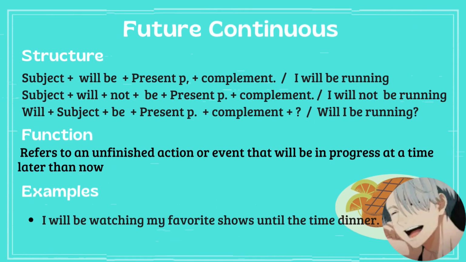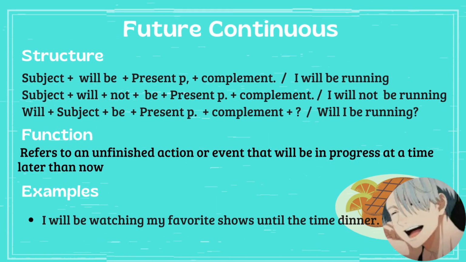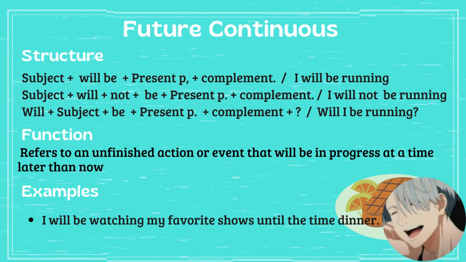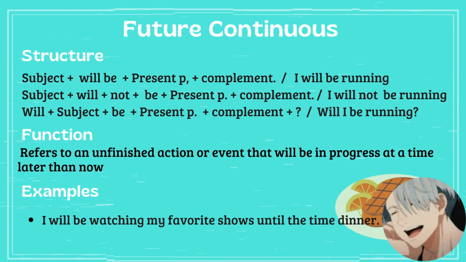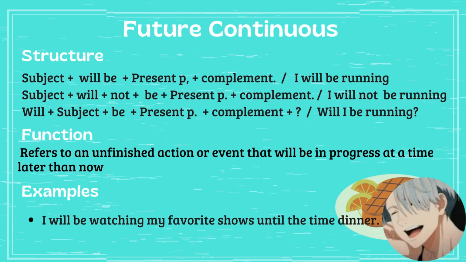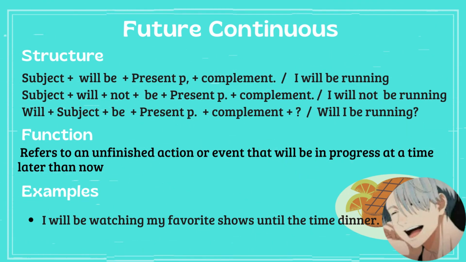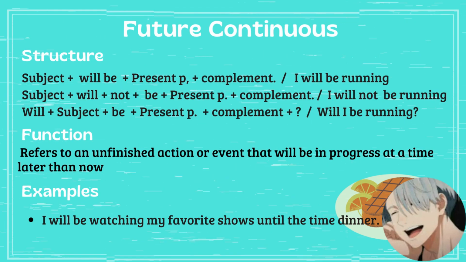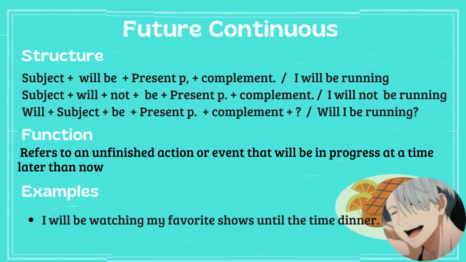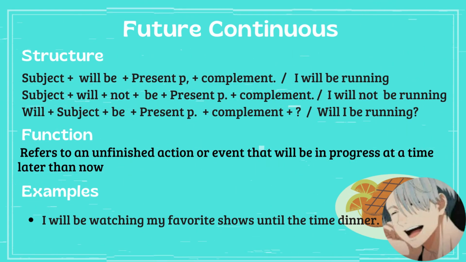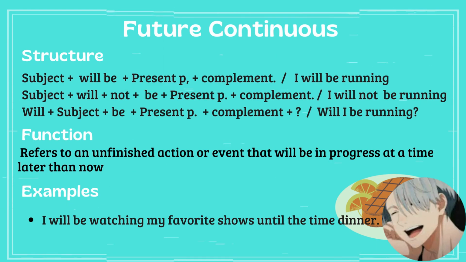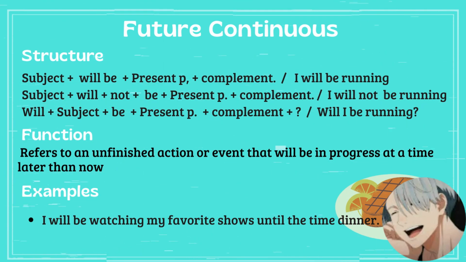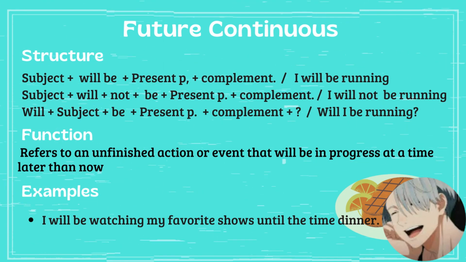Modal verb future continuous. For the structure, for the affirmative form, we use the subject, will be, not only will, be, plus the present participle, and finally the complement. Example: I will be running. For the negative form, we use subject, will not, be, present participle, and finally the complement. Example: I will not be running.